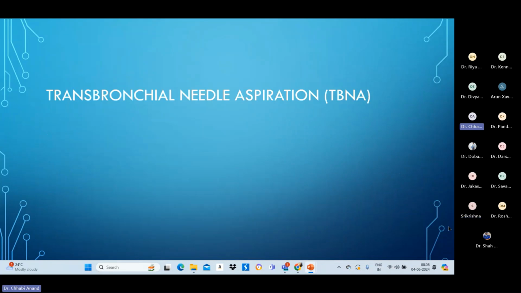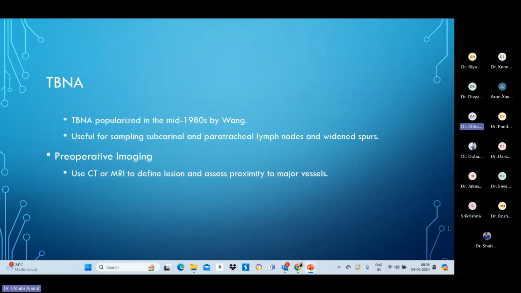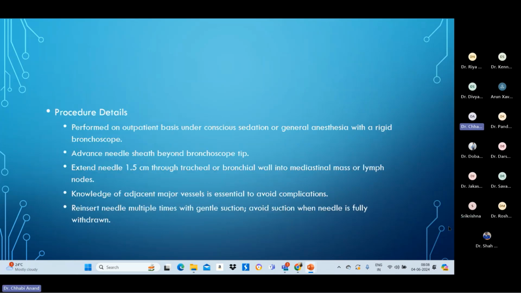Transbronchial needle aspiration. It was popularized in the mid-1980s by Wang, useful for sampling subcarinal and paratracheal lymph nodes and widened spurs. Preoperative imaging is use of CT and MRI to define the lesion and assess proximity to major vessels. Performed on an outpatient basis under conscious sedation or general anesthesia with a rigid bronchoscope.